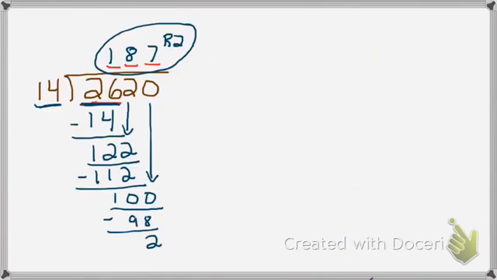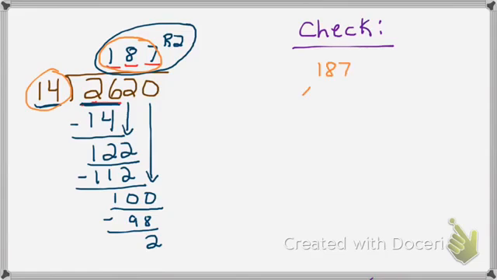So here's the problem that I just figured out. It was 2,620 divided by 14 equals 187, remainder 2. And I'm going to check to make sure my answer is correct. So of course I write down check and underline it because the meanest, nastiest 5th grade teacher says I have to. And what am I going to do to check? I'm going to multiply my whole number part of my quotient times my divisor. So I have 187 times 14.